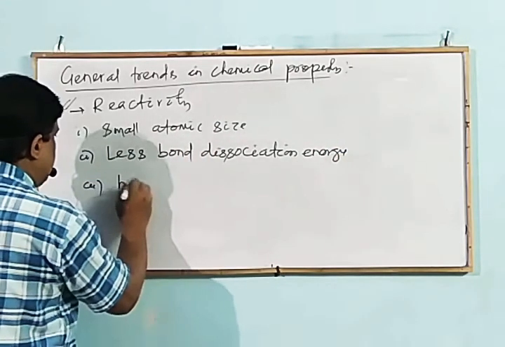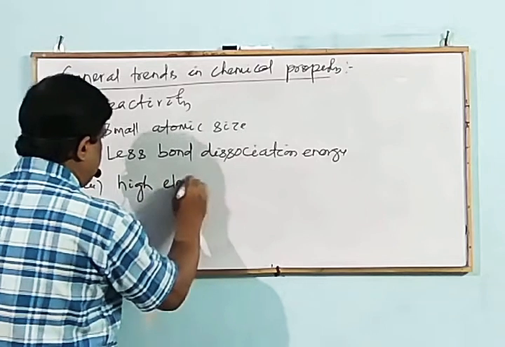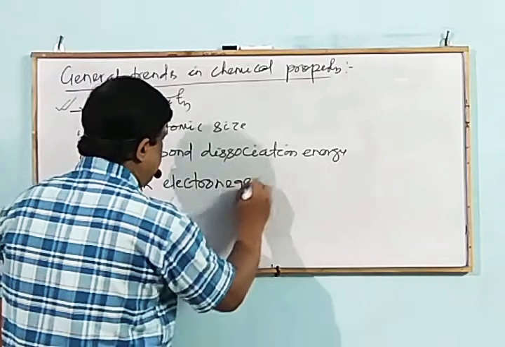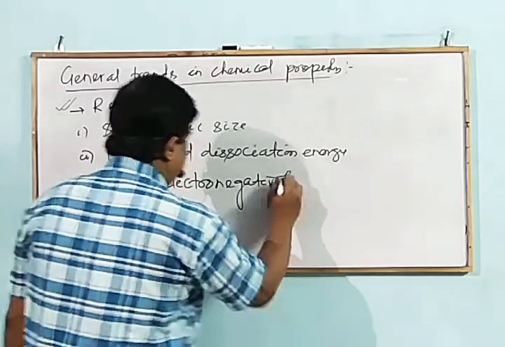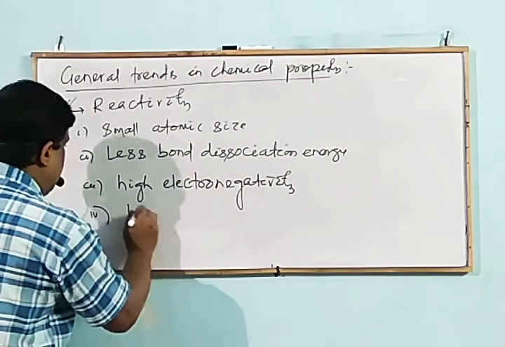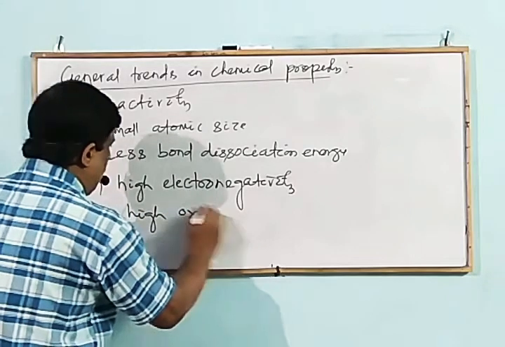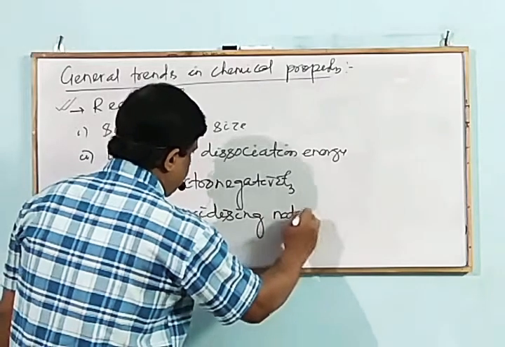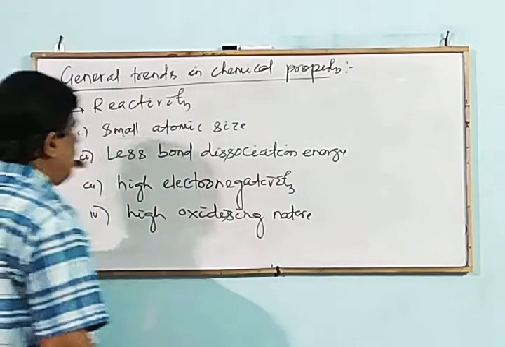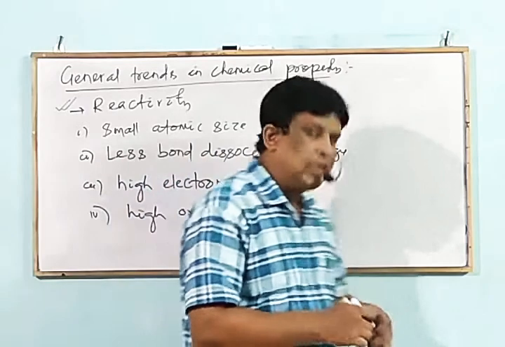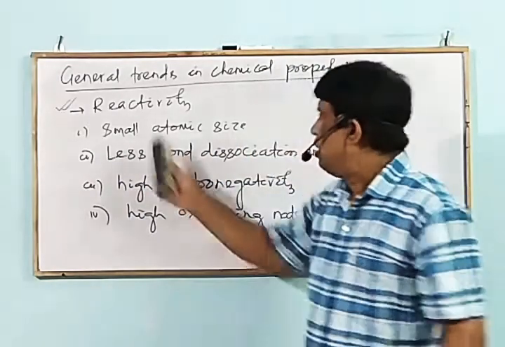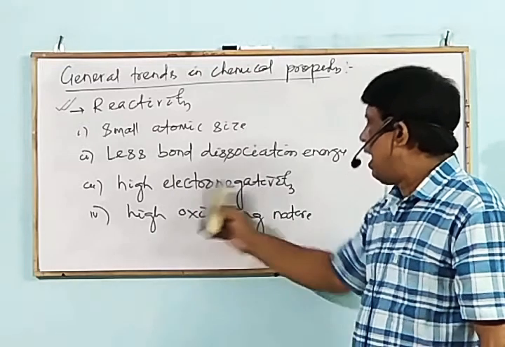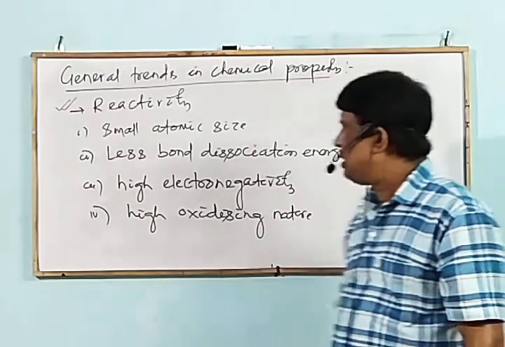third, high electronegativity, and fourth one, high oxidizing nature. I repeat again. Among the halogens, fluorine possesses highest reactivity due to small atomic size, less bond dissociation energy, high electronegativity, and high oxidizing nature.